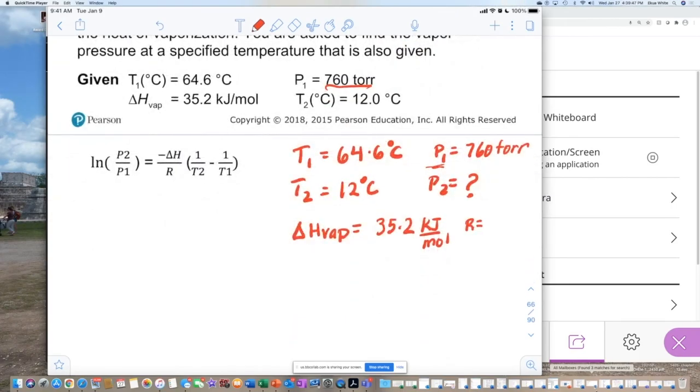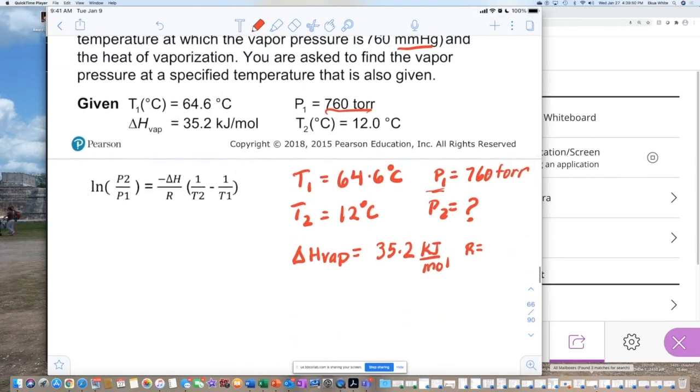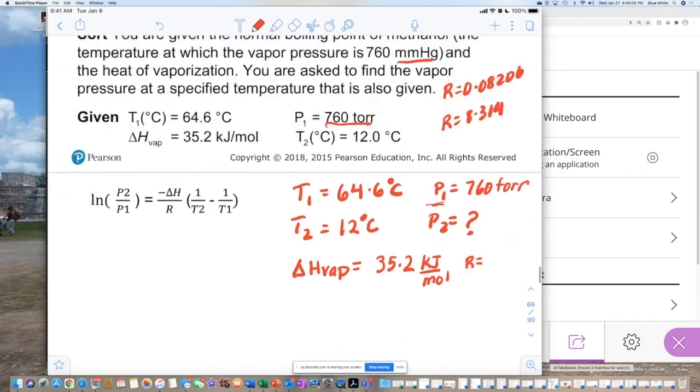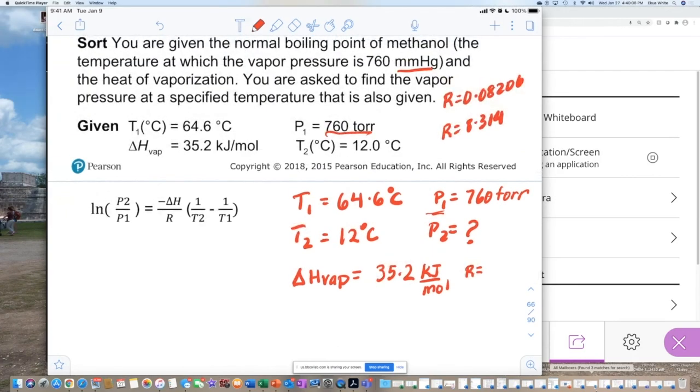For this question, because remember from 1411 we had 2 R's, right? 2 major R's we worked on. 0.08206, right? And then R equal 8.314. The units for these R's are different, right? And the context is different. The first one is liters times atmospheres over a mole times K. I wrote this so much I memorized it. This one here is joules over moles K.